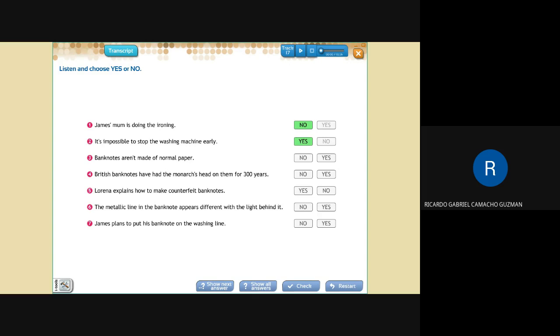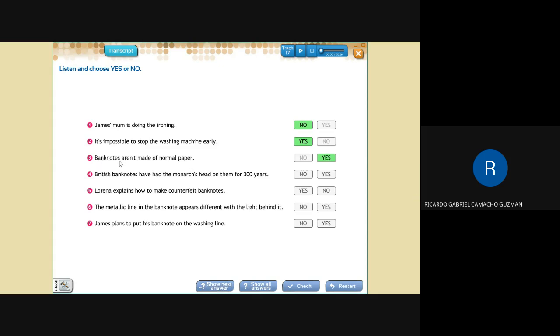Okay, so who wants to read the number 3? Number 3, who wants to read it? Me. All right. So, Bere, thank you very much. Can you read it, please? Banknotes aren't made of normal paper. What is it? Yes or no? No. It is a yes. Why is it a yes?